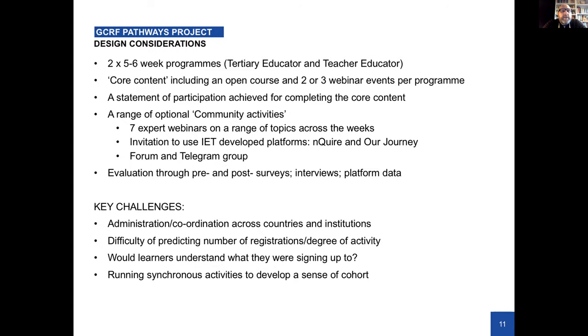We also used the Enquire and Our Journey platforms. The Enquire platform is like a citizen science inquiry-led approach. And the Our Journey approach is based around encouraging people to record their emotional states and responses at different points, to encourage a kind of reflection on how your learning journey is progressing and how it's developing.